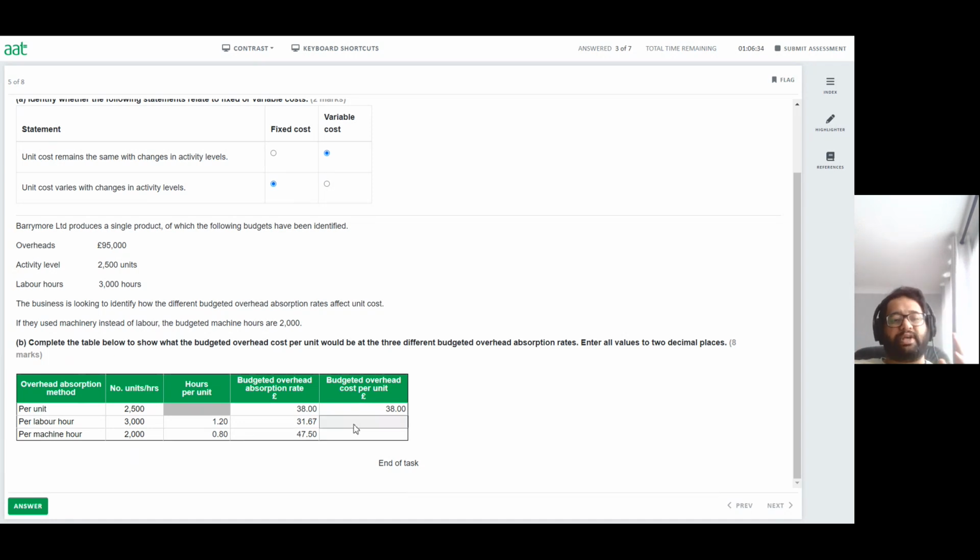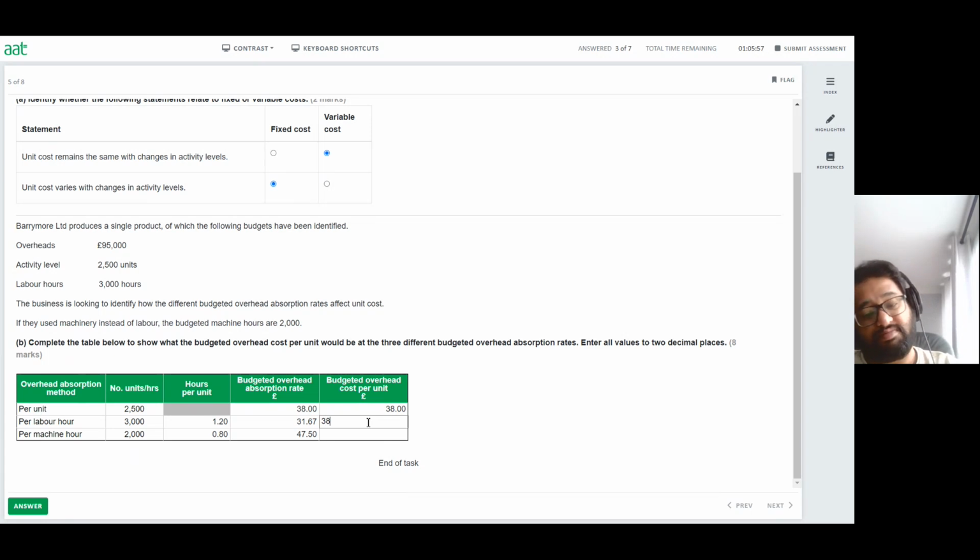So now our job is to find the budgeted overhead cost per unit. We multiply the total amount of activity per unit by the overhead absorption rate, because it takes 1 hour 20 minutes of labor hours to produce this product. Therefore, if I charge only 31 pounds 67 per unit, what will be my overhead absorbed for that whole unit? So I'm going to say 31 pounds 67 multiplied by 1.2 hours. That is going to give me 38 pounds exactly.